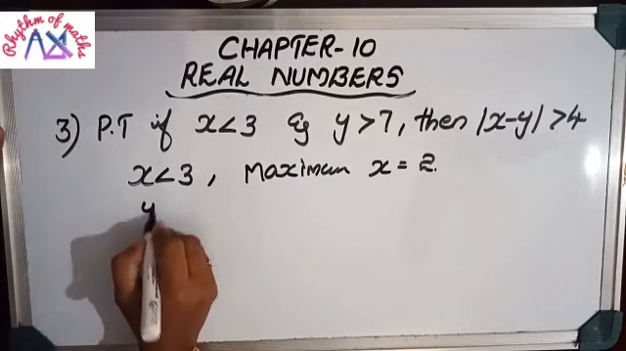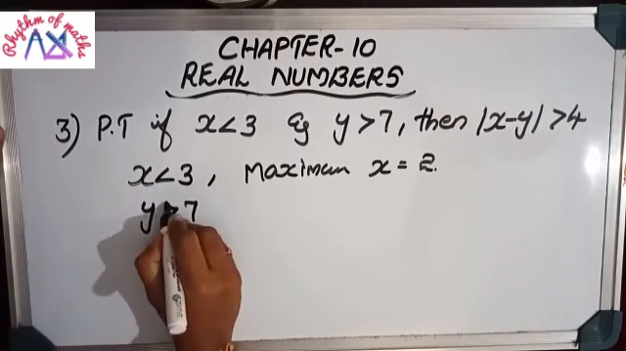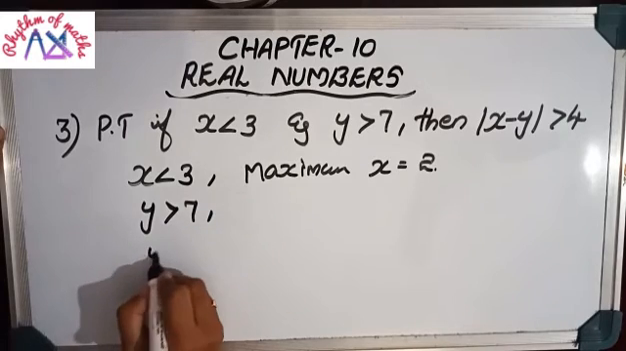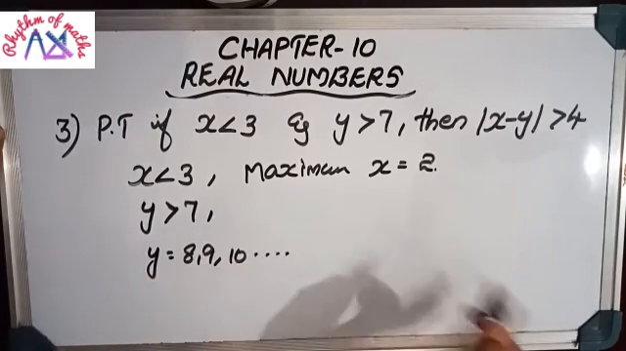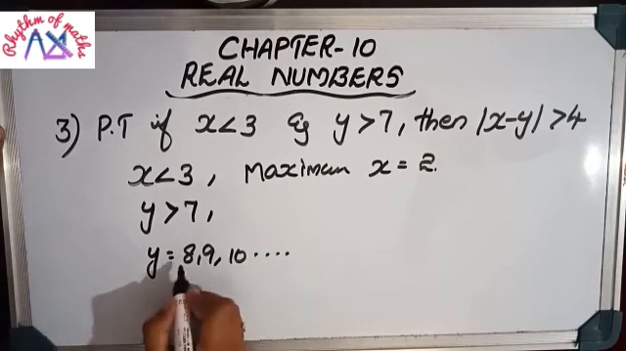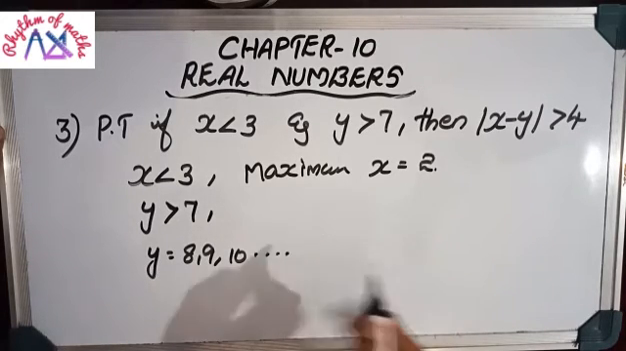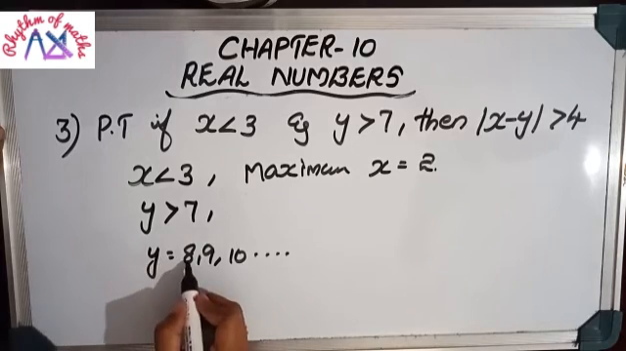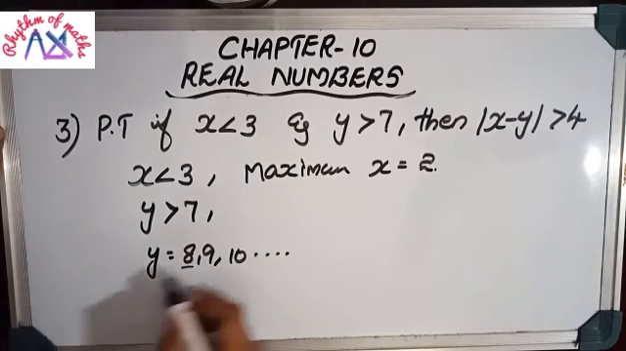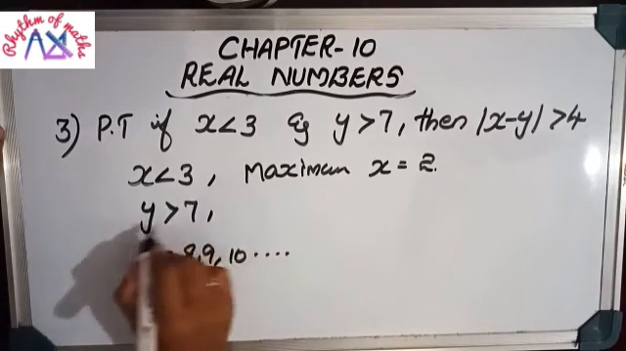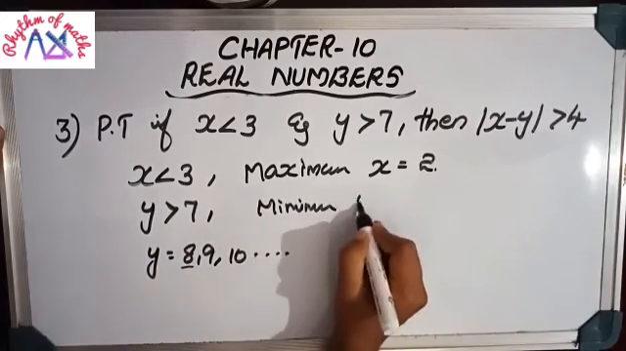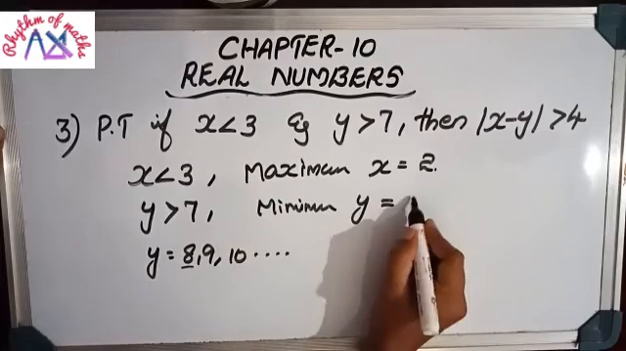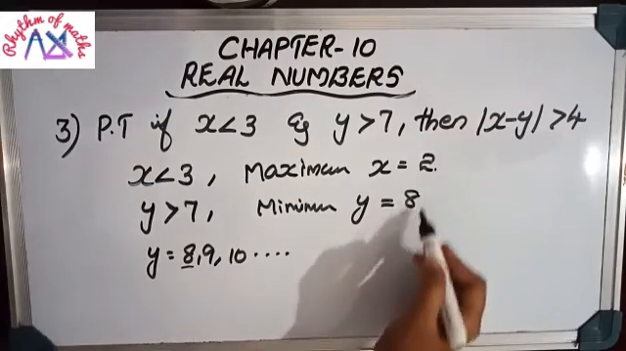Now y > 7. So y > 7 means y can be what? 8, 9, 10, etc. It is continuing. So what is the minimum value? The maximum we don't know, but the minimum is starting from 8. So the minimum value of y is 8. So these two numbers we know.